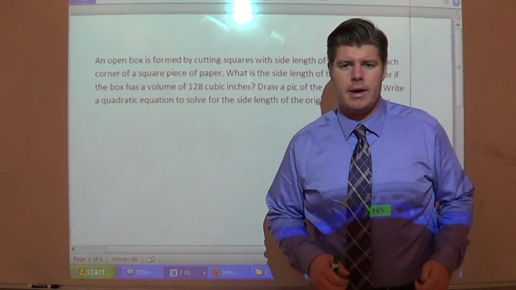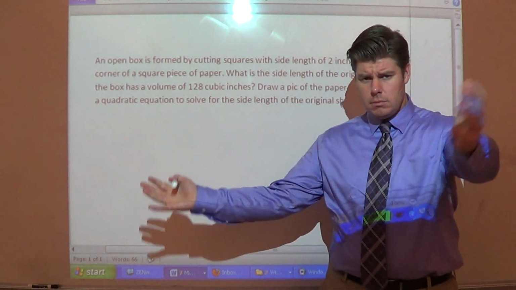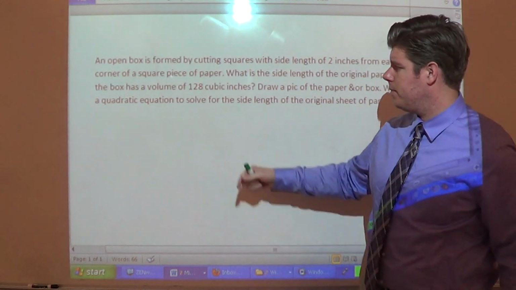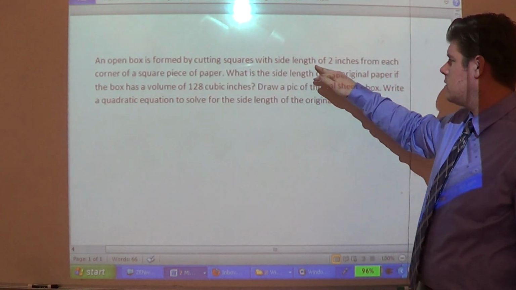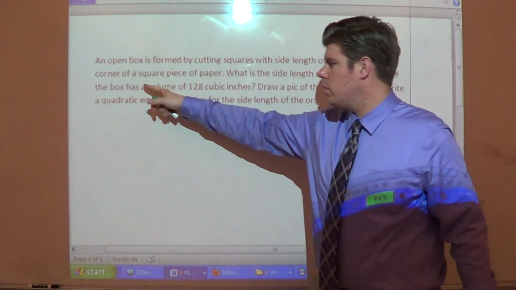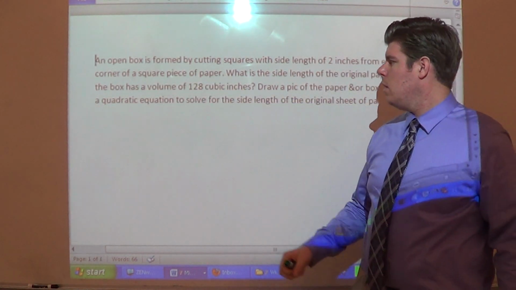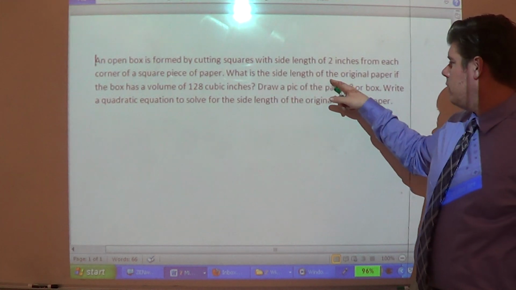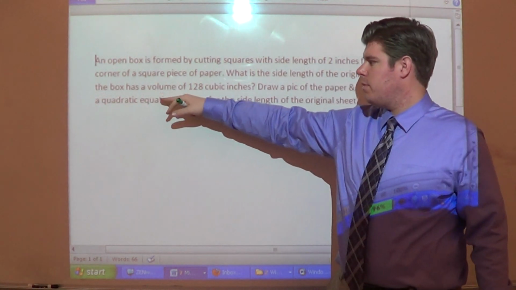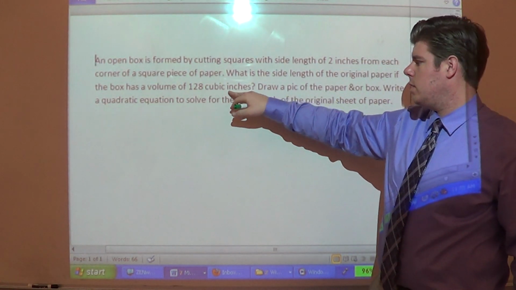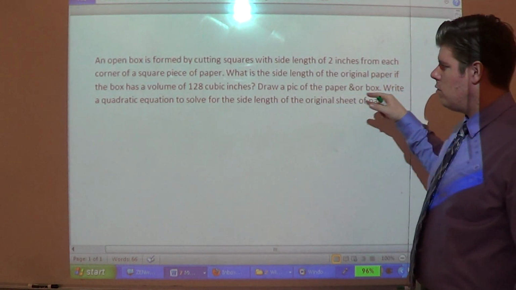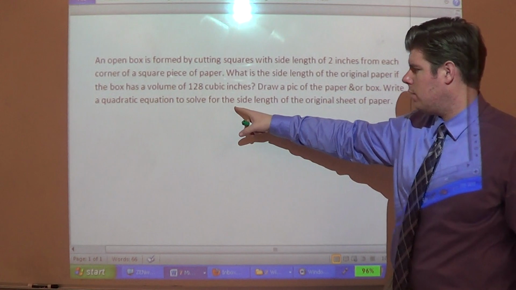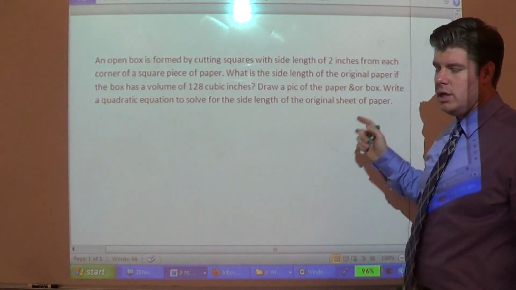Okay, how you doing? I had a request come in about a type of problem that I want to talk about. It says an open box is formed by cutting squares with side lengths of 2 inches from each corner of a square piece of paper. What is the side length of the original paper if the box has a volume of 128 cubic inches? Draw a picture of the paper and/or box. Write a quadratic equation to solve for the side length of the original sheet of paper.